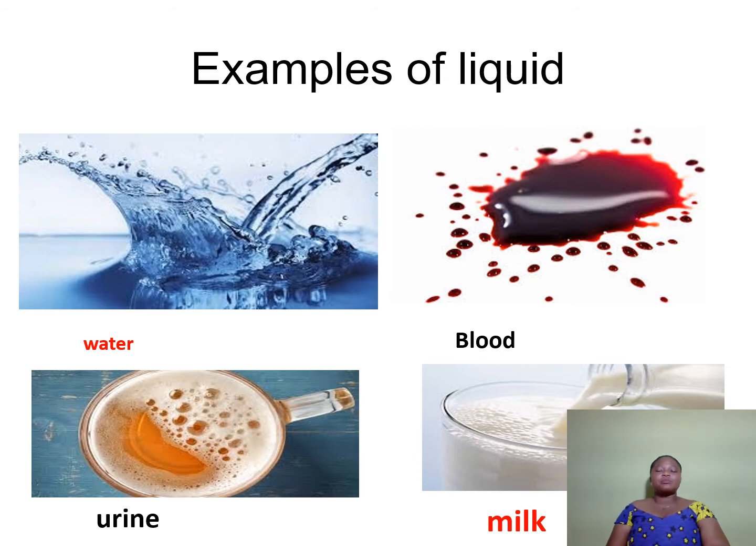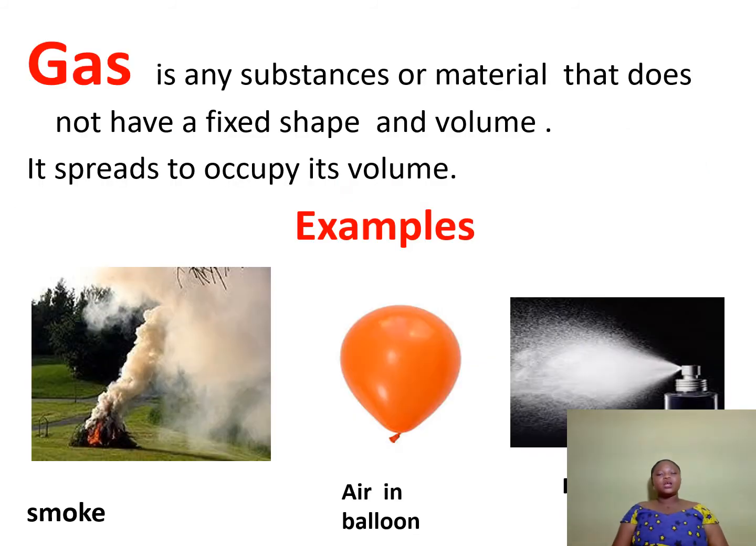And what is this? Milk. Or maybe soft drinks. Any drink or porridge, tea, all these things are what? Examples of liquids. We have water, blood, urine, and what? Milk. Good. So all these are examples of what? Liquids. Good.